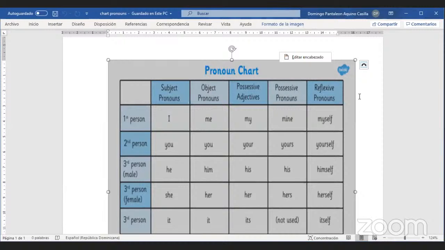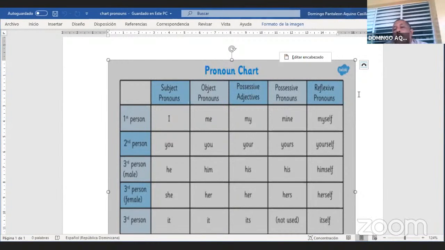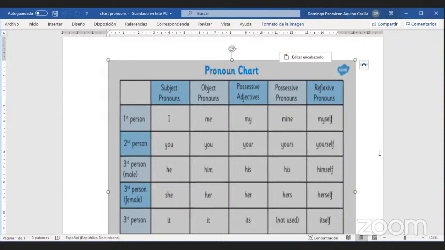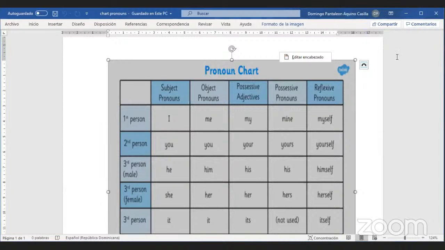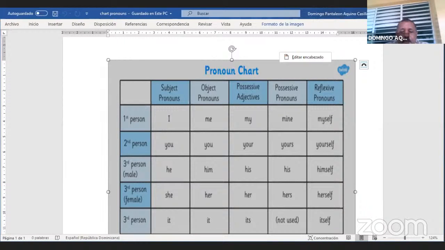In the interrogative pronoun, I have who, which, whose, whom. What? Where? Those are some of the interrogative pronouns. Okay, let's continue now with the pronoun, with the class.